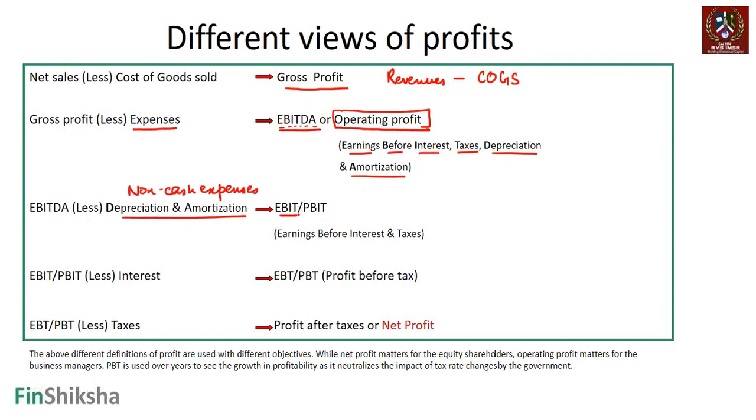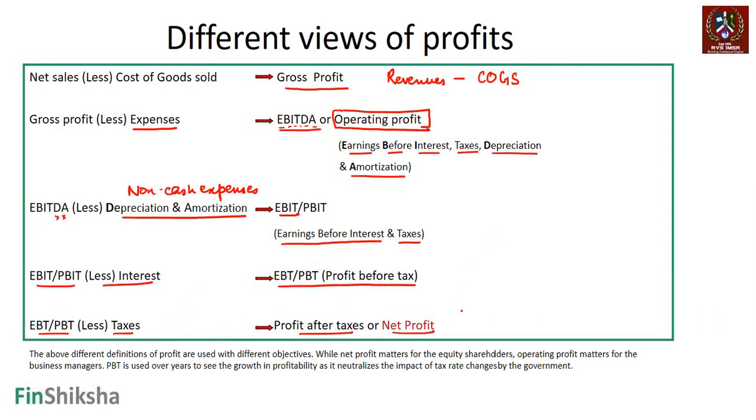What we get is EBIT. Remember, we have removed D and we have removed A. What is left is earnings before interest and taxes. Then you pay the interest. Remember, interest is tax deductible. So you first remove the interest, and what you get is profit before tax or earnings before tax, EBT or PBT. On this, there is a tax. So you remove the taxes there and you get net profit or profit after tax, right?